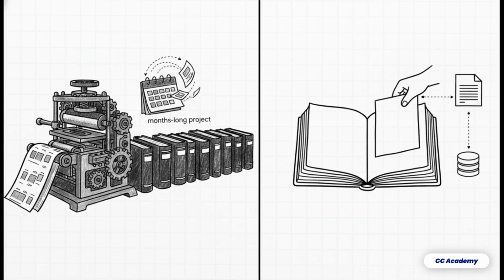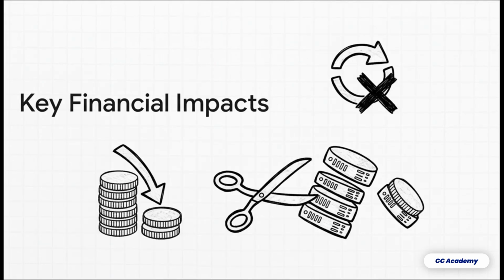RAG just tosses all of that complexity right out the window with this one simple idea: dynamic knowledge injection. So instead of a project that takes months, the AI can pull from a new document or a database instantly. Think of it like this. It's the difference between having to reprint an entire encyclopedia every week versus just adding a new page. It's that much simpler.